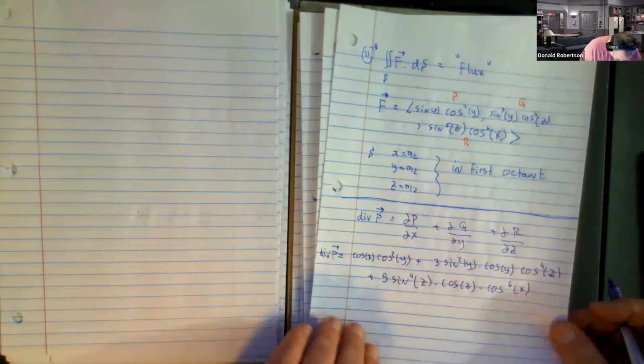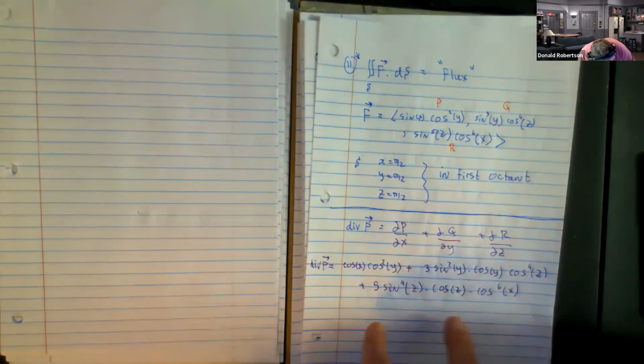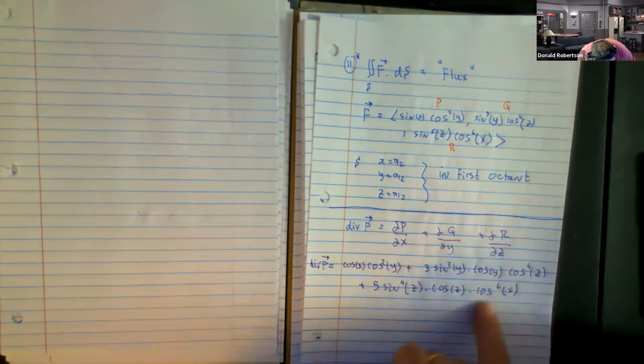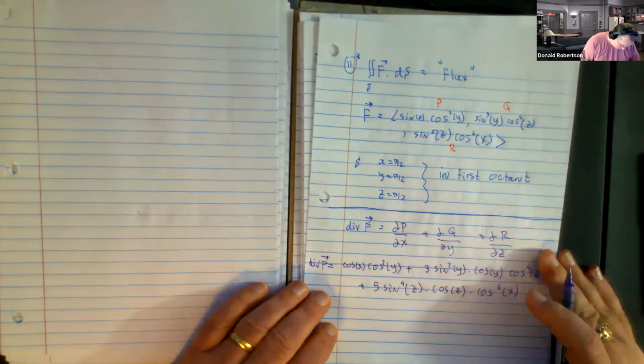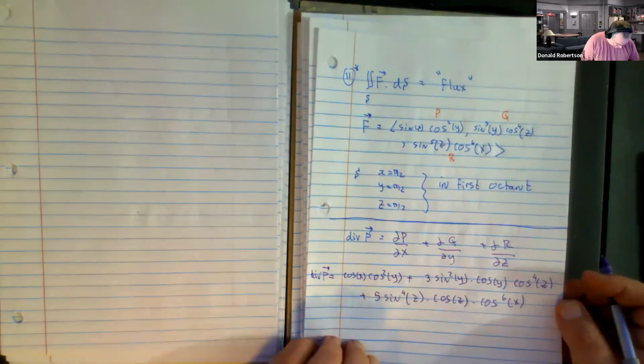That's ugly. Is there anything I can do to make this pretty? I could pull out a cosine. Nah. Could I pull out a sine? Nah. I can't see anything to make that even vaguely pretty. Oh, God in Himmel. Okay.